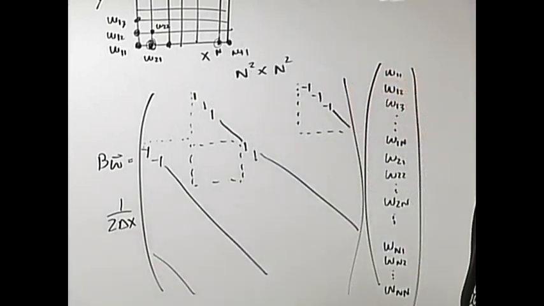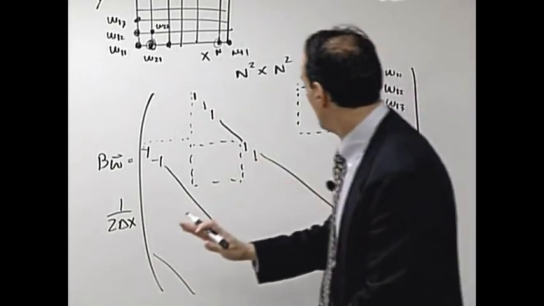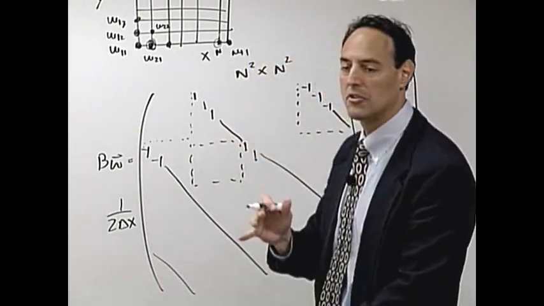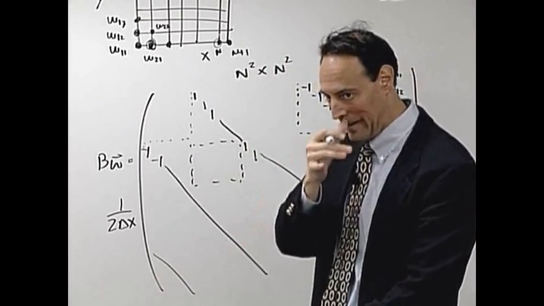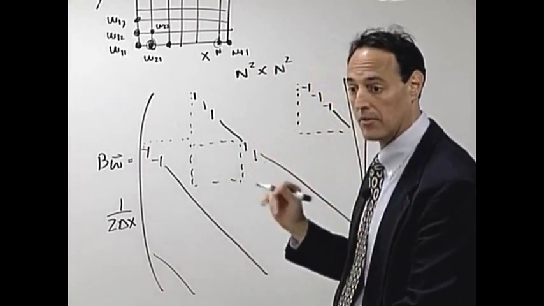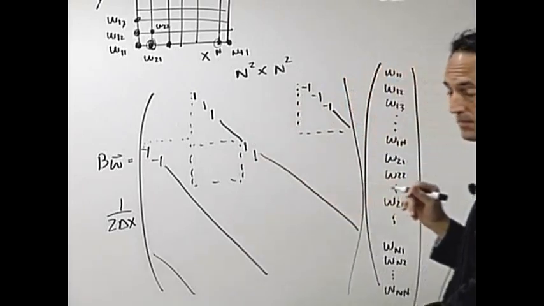4 diagonals: 1, negative 1, 1, negative 1. Everything else is 0 in this matrix. That takes an x derivative for you, the way we have the data arranged. Okay?